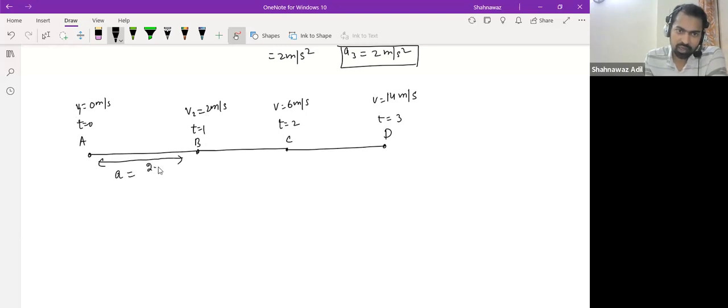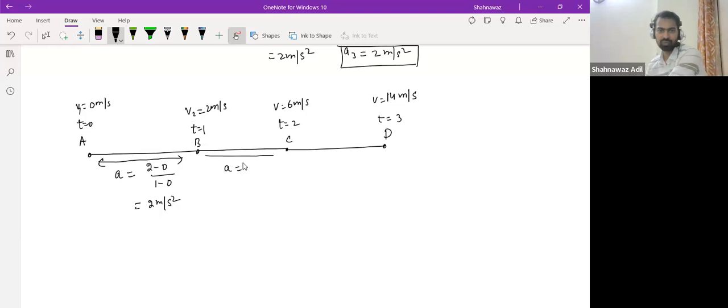This is 2 minus 0 by 1 minus 0, so again 2 meter per second square. What is the acceleration from B to C, Rishita? 3 meter per second square? Right, so 6 minus 2 divided by 1. So how did you get 3? 4 meter per second square. Yeah, so 4 meter per second square.